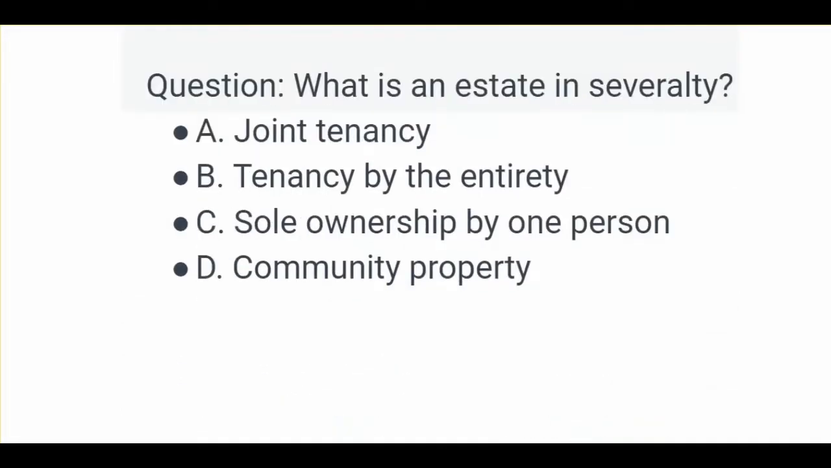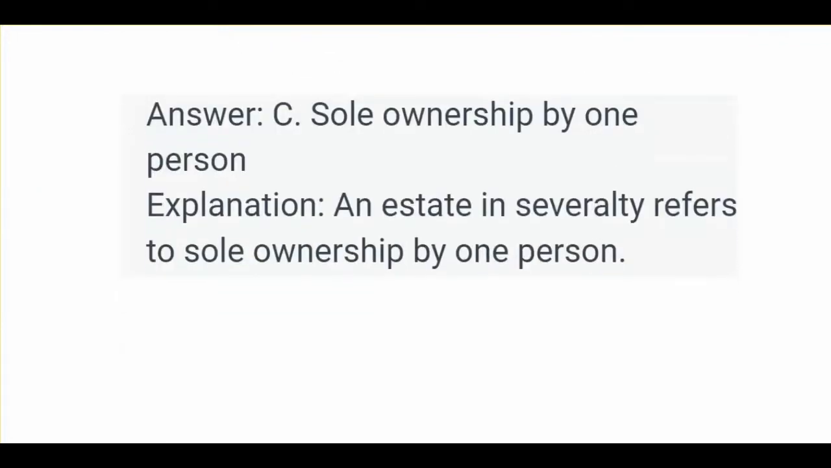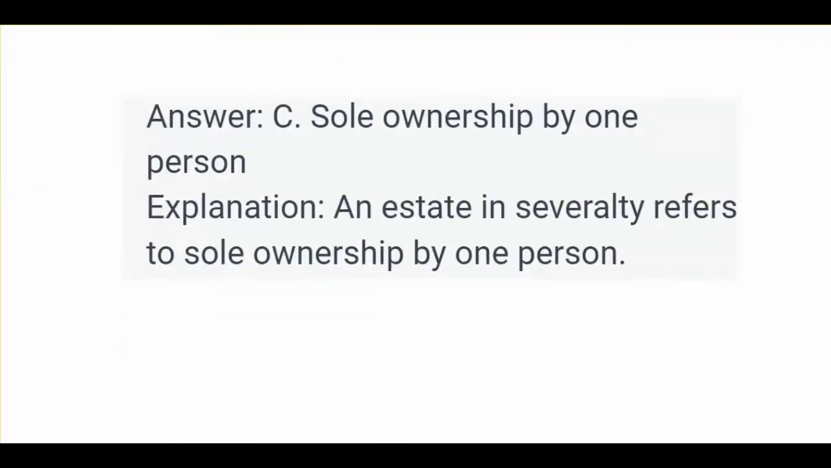What is an estate in severalty? A, joint tenancy. B, tenancy by the entirety. C, sole ownership by one person. D, community property. C, sole ownership by one person. An estate in severalty refers to sole ownership by one person.